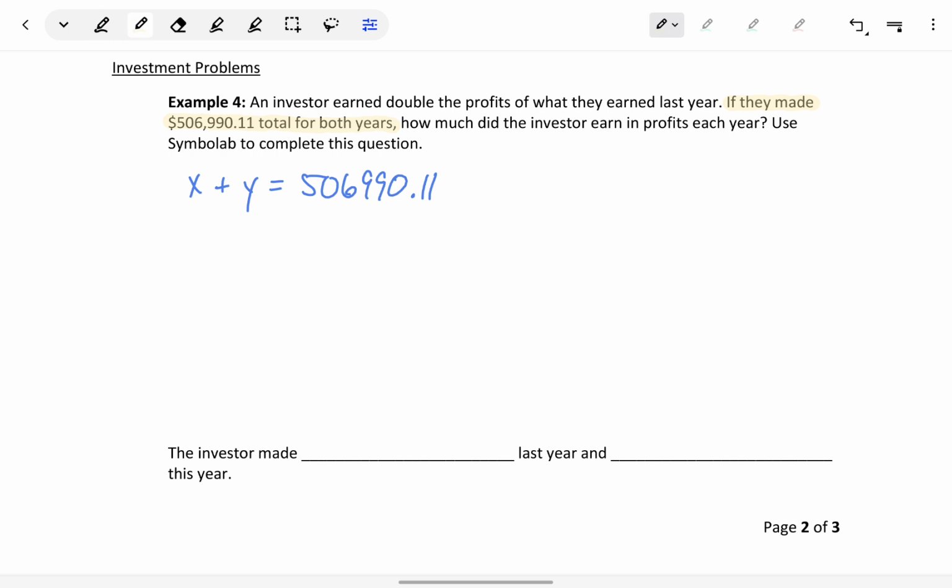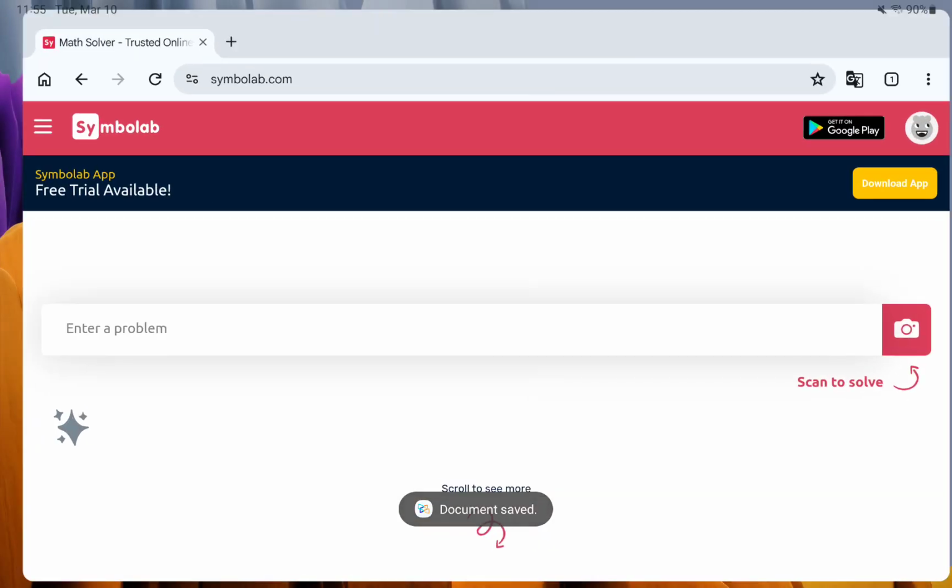Now we need to look at the more complicated statement. An investor earned double the profits of what they earned last year. That means there's some new amount that they earned this year. We don't know what that is, but it's double what they earned last year. So that would be 2 times whatever that prior amount would be. And that's our system of equations that we need to solve.